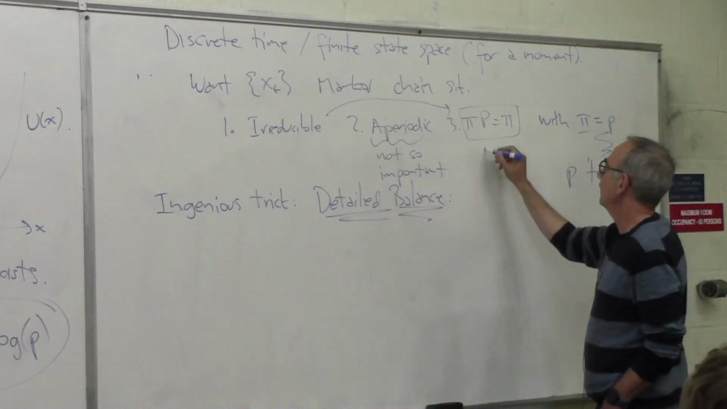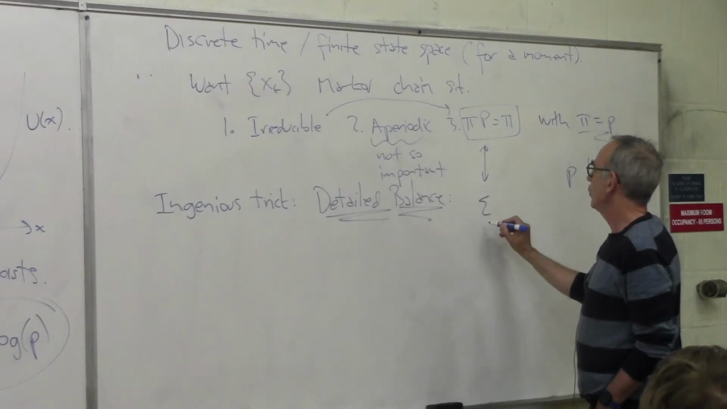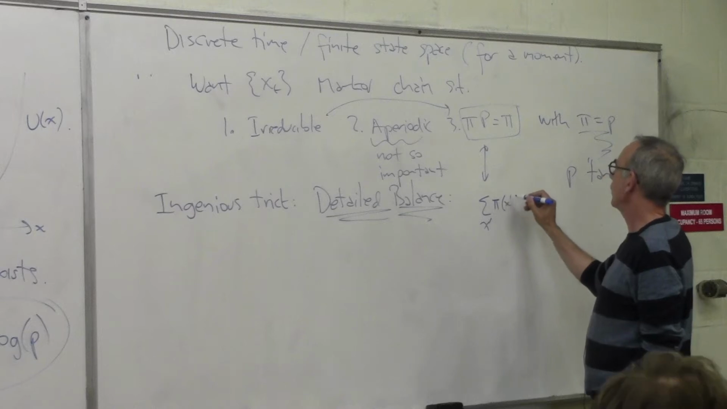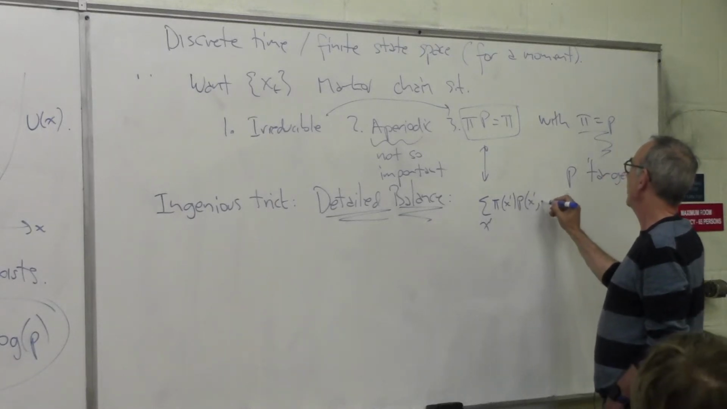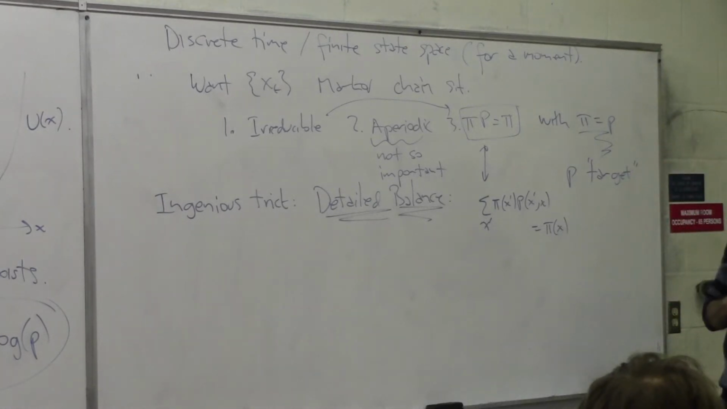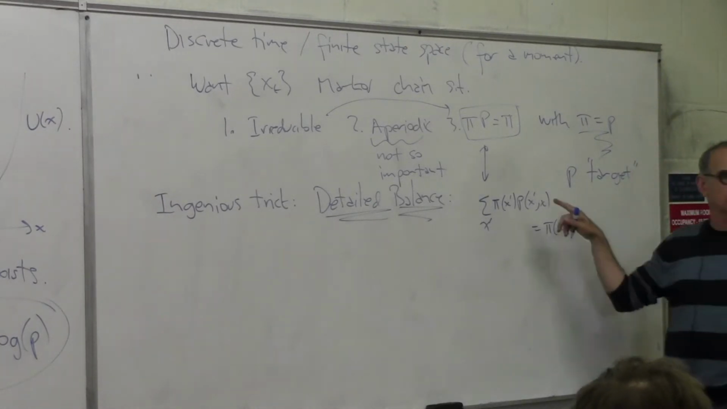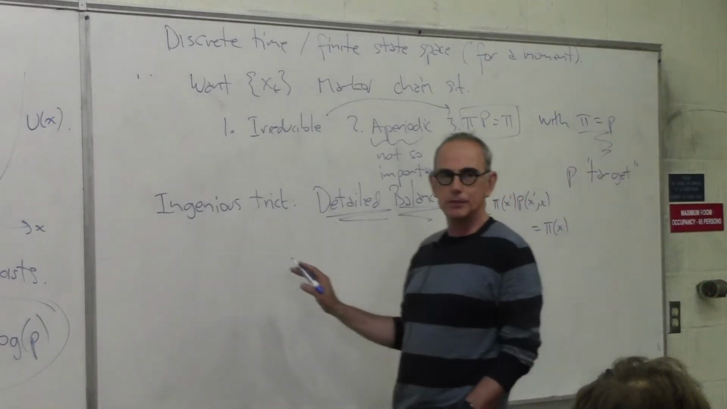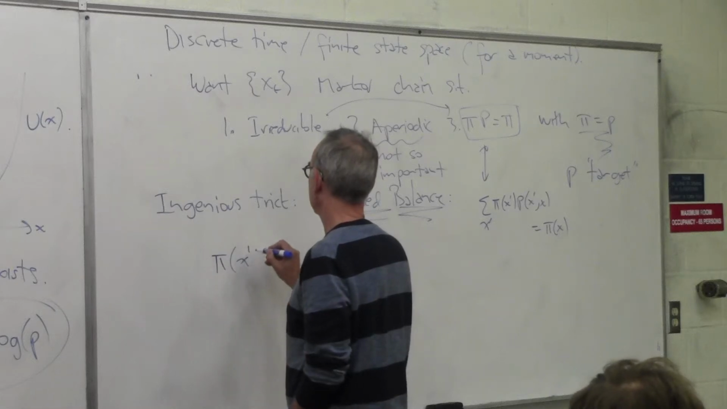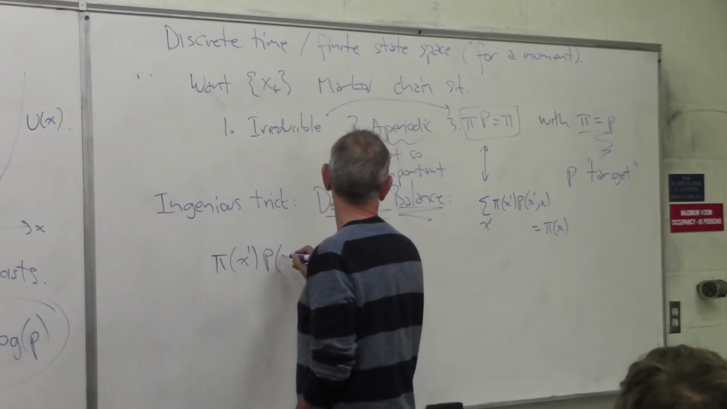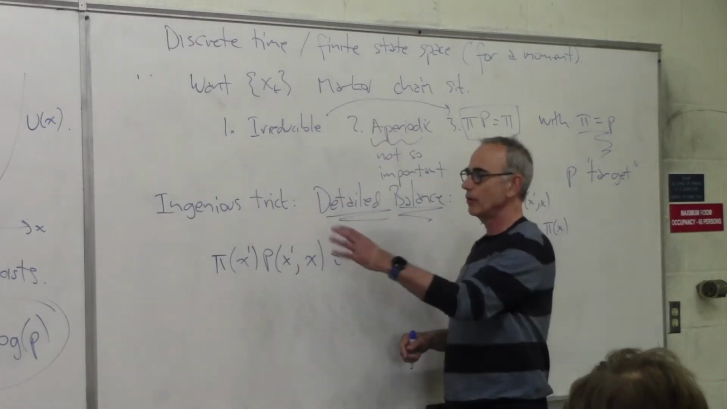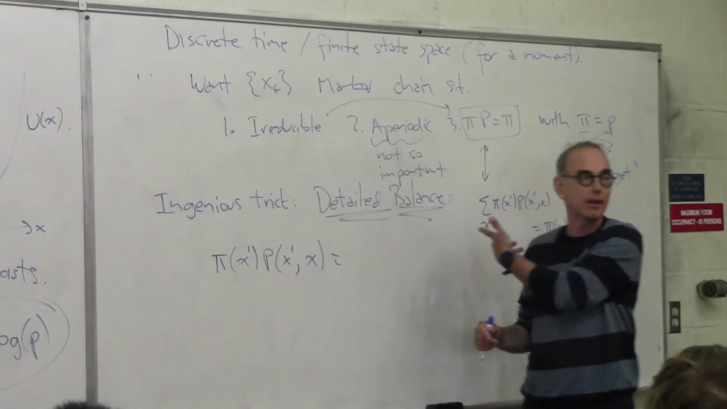Remember what that means. It means that the summation over all, say, x prime of pi of x prime P of x prime to x equals pi of x. If you like, that's what invariance means. It's a left eigenvector equation. The detailed balance is something crazy. It says that you take that thing inside, and you ask that I can write that, and it's exactly the same as if I flip x and x prime.